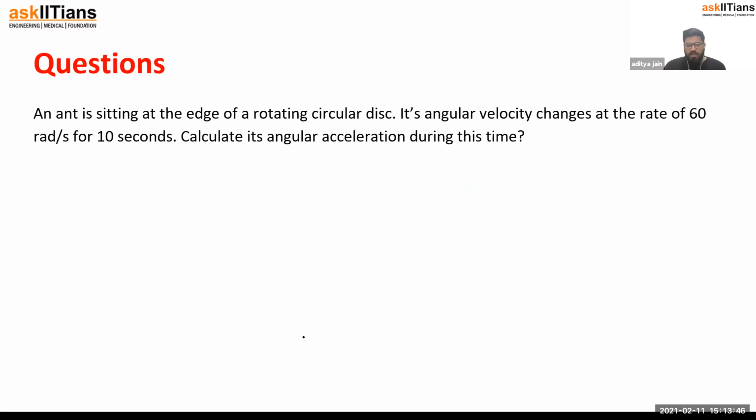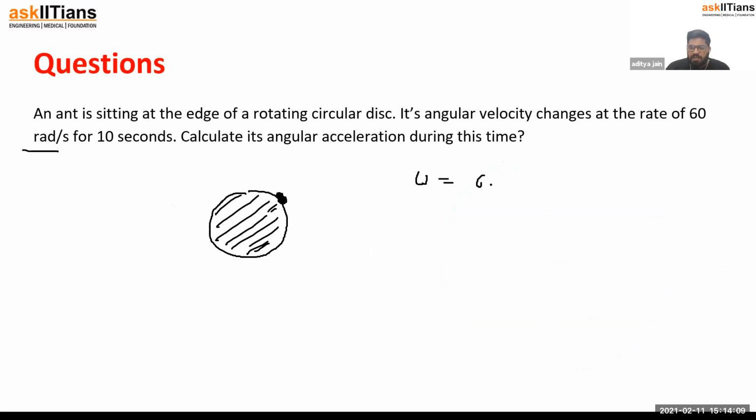Okay. Now there are two more questions. An ant is sitting at the edge of a rotating circular disc. So there is a circular disc, a plate like this, and the ant is sitting at the edge. Its angular velocity changes at the rate of 60 radian per second. The angular velocity is given as 60 radian per second. How much time is it taking for that change? It is taking 10 seconds. So we are asked what its angular acceleration is during this time.